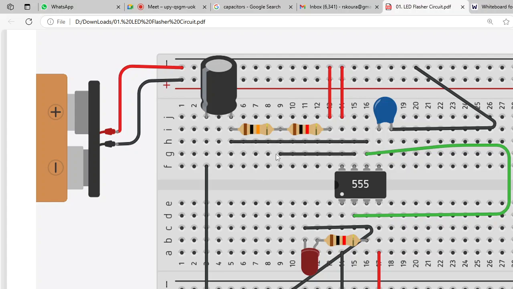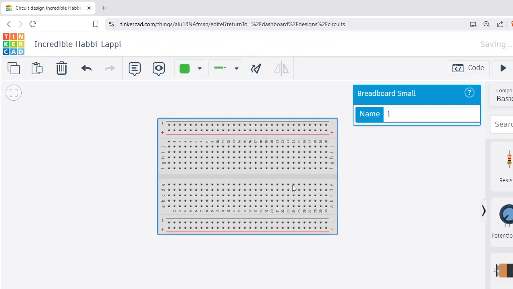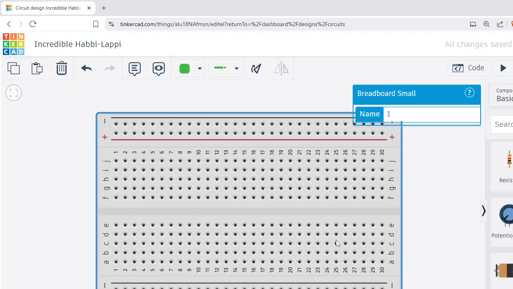We will not do more than this. Okay, so we'll go on to our next topic. Let's start with Tinkercad. First of all, we'll work on the breadboard, and let's see the breadboard in full.